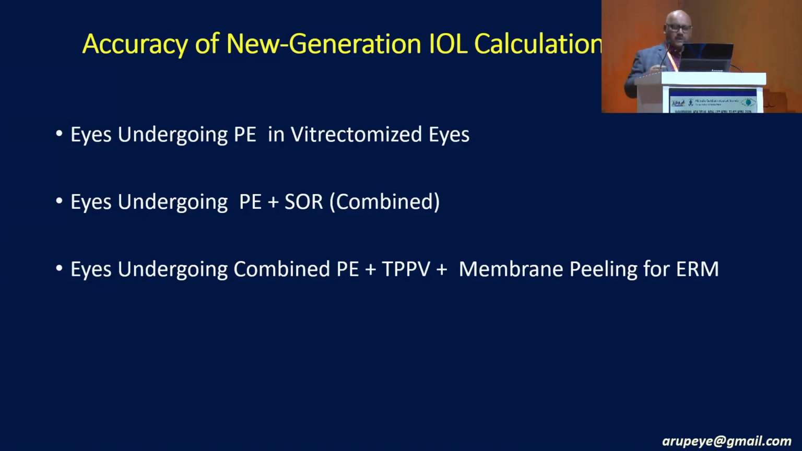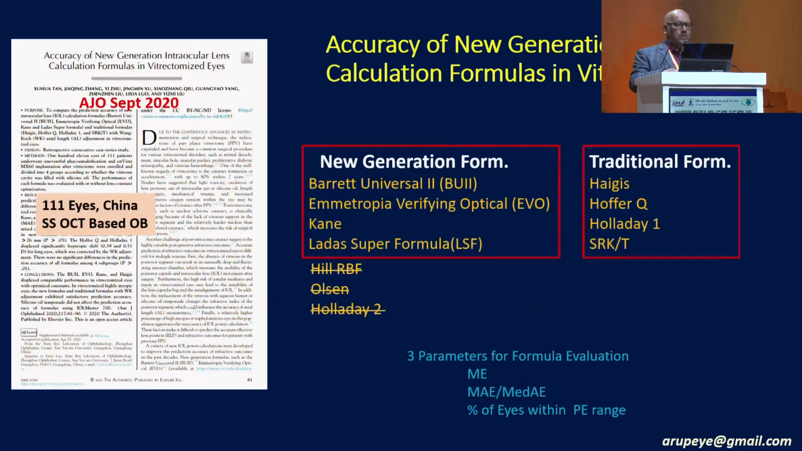Now, as regards the newer formulas, which is most ideal? There are different scenarios when you do cataract surgery in a vitrectomized eye, or cataract surgery in a vitrectomized eye with silicone oil retention, and then situations where you do combined phaco with vitrectomy and membrane peeling, etc. So what are the new formulas?